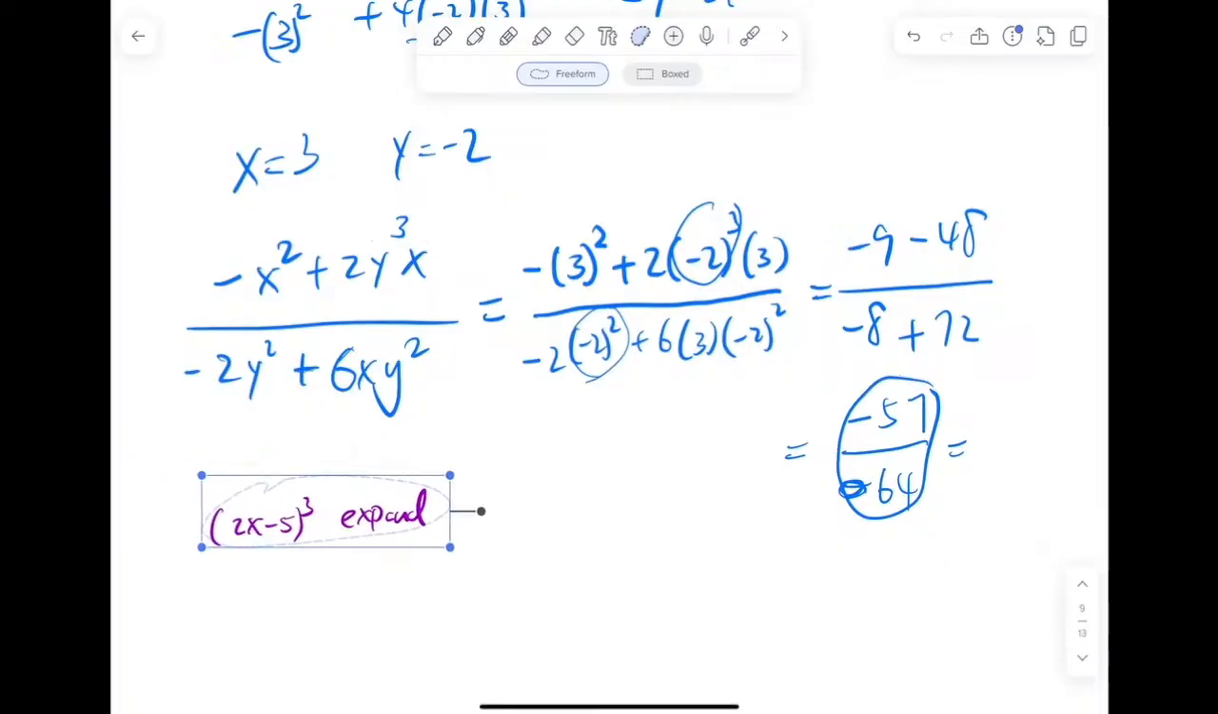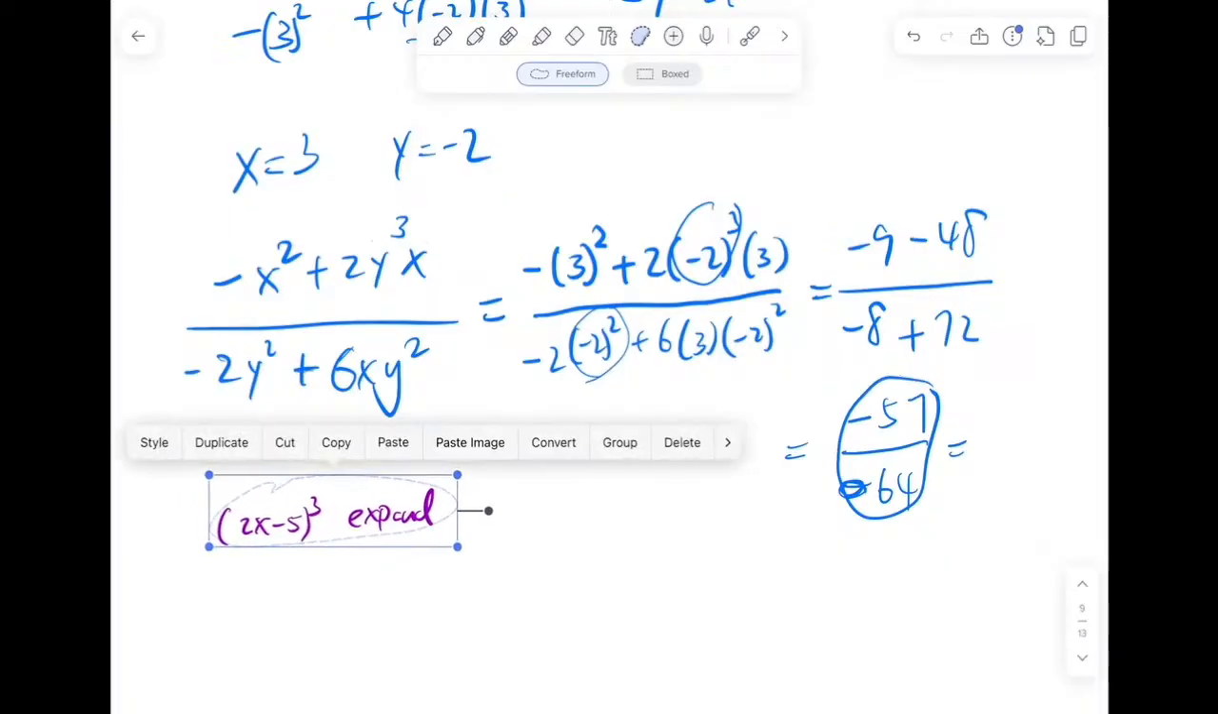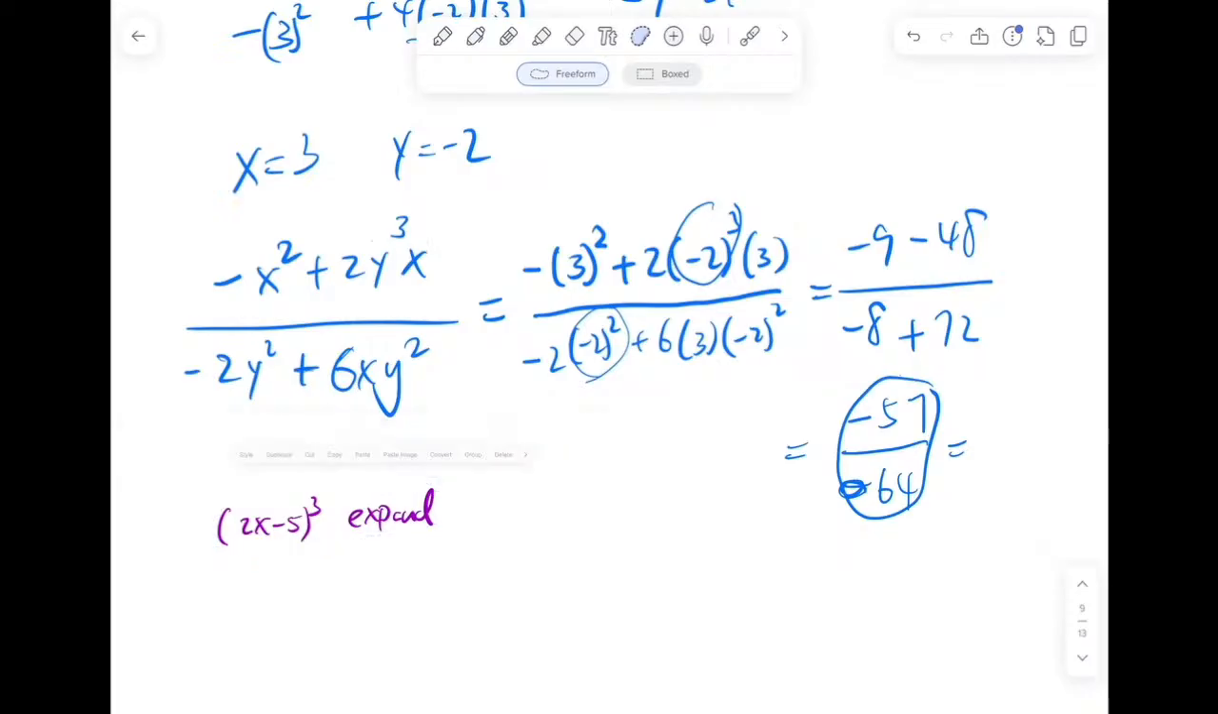Wait, the class is already over? That's all here? Oh. You should be able to finish 2x minus 5 to the 3rd power. Why do they release so early? I hate class doing that.